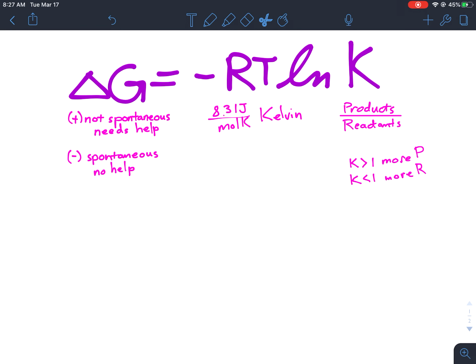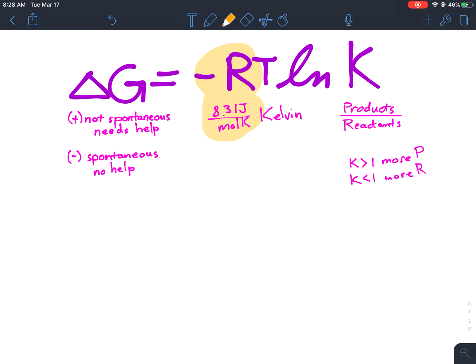All right. Delta G is equal to negative RT ln K, okay? Now, let's see. This R right here is equal to 8.31 joules per mole K, and I'm going to give you that unit for a specific reason, because RT ln K is in joules. I'm just going to let you know.